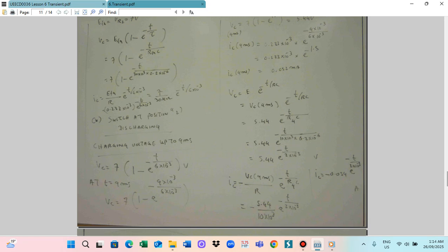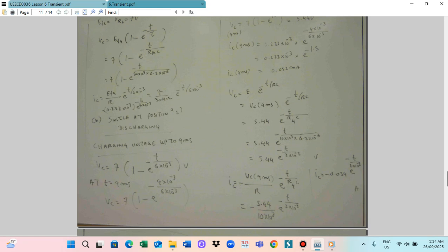And after 9 milliseconds we discharge. The voltage at 9 milliseconds is the original voltage, so you can use this voltage as E for the discharge. The formula is given: VC equal to E into e power minus T by RC, and IC equal to E by R, e power minus T by RC. Those are for discharging, where at T equal to 9 milliseconds this is the discharging.